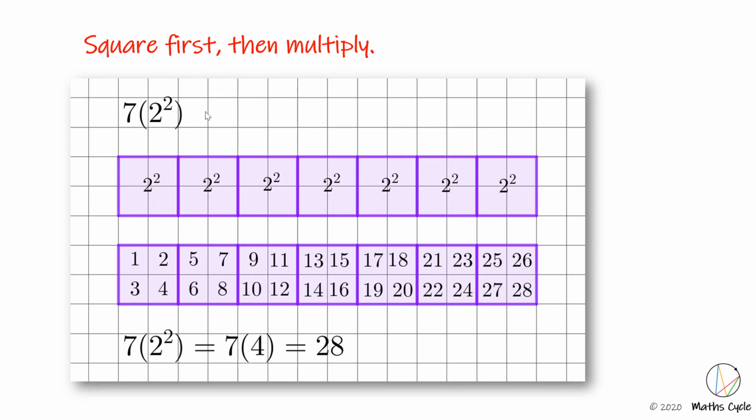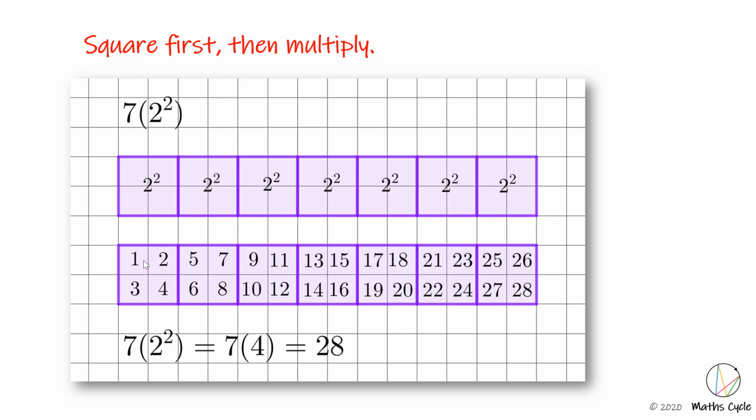So what do I mean by that? Here I have an example of 7 squares of side length 2. So here are my squares, 1, 2, 3, 4, 5, 6, 7. Now if I want to know what the area of those 7 squares is, I'm going to count the little squares.